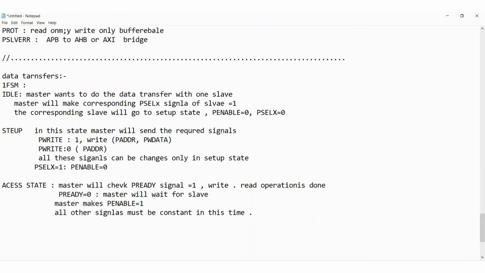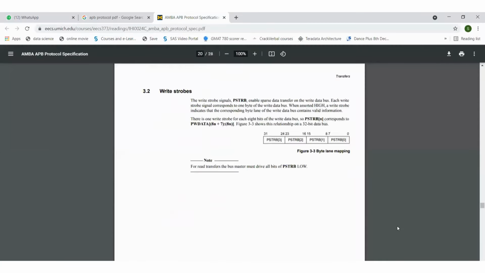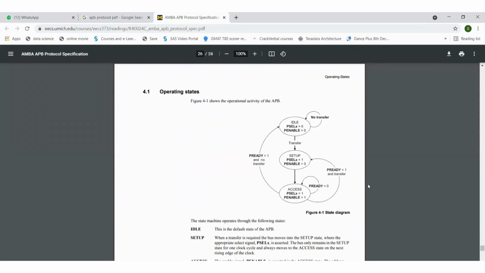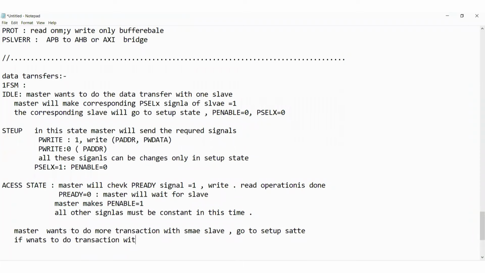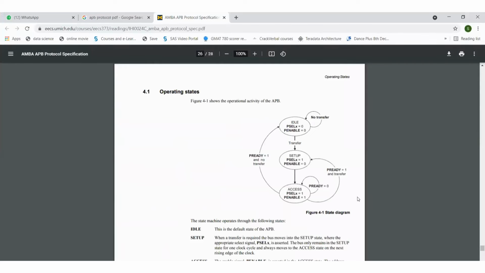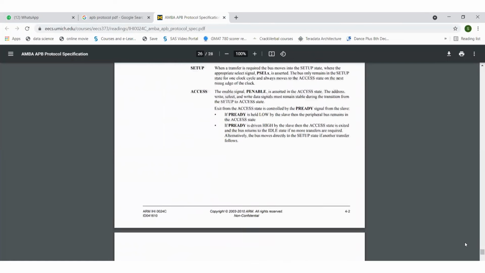Okay, so this is the state diagram. If you go to here, see, this is the state diagram that I have explained. Okay, now after this state, master will check. If master wants to do more transaction with same slave, then it will go to setup state. If it wants to do transaction with other slave, then it will go to idle state. Then again, it will start. Okay, so this is the state diagram you have to implement. Just go through this theory. If you are unable to understand, then please ask me.